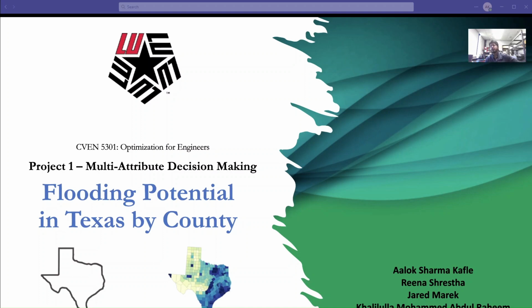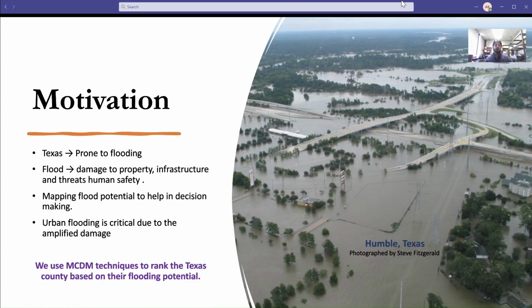My project is multi-attribute decision making. Our topic is flood potential in Texas by county. As for the motivation of this project, Texas is prone to flooding. Flooding damages public properties and infrastructure, and threatens human safety.